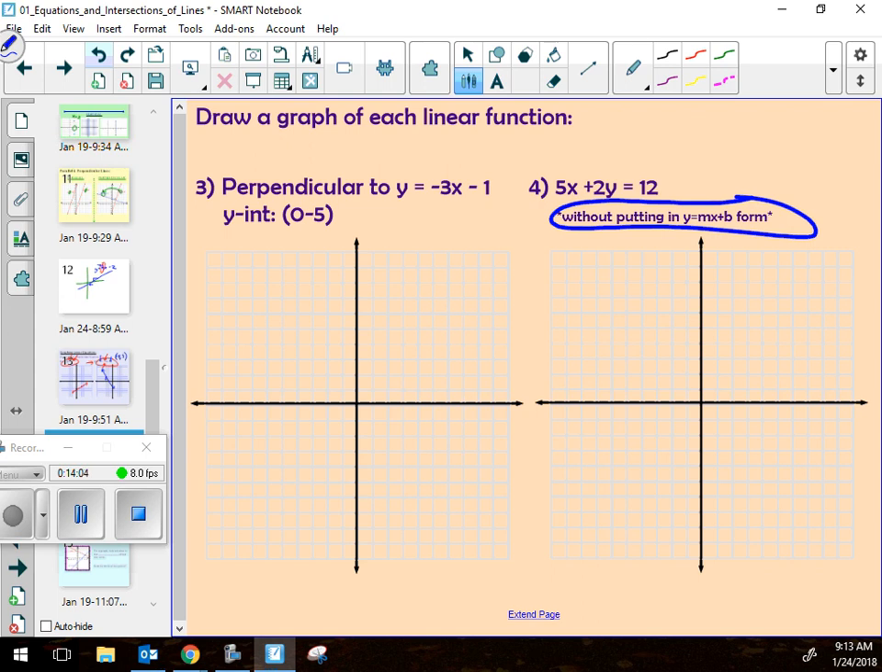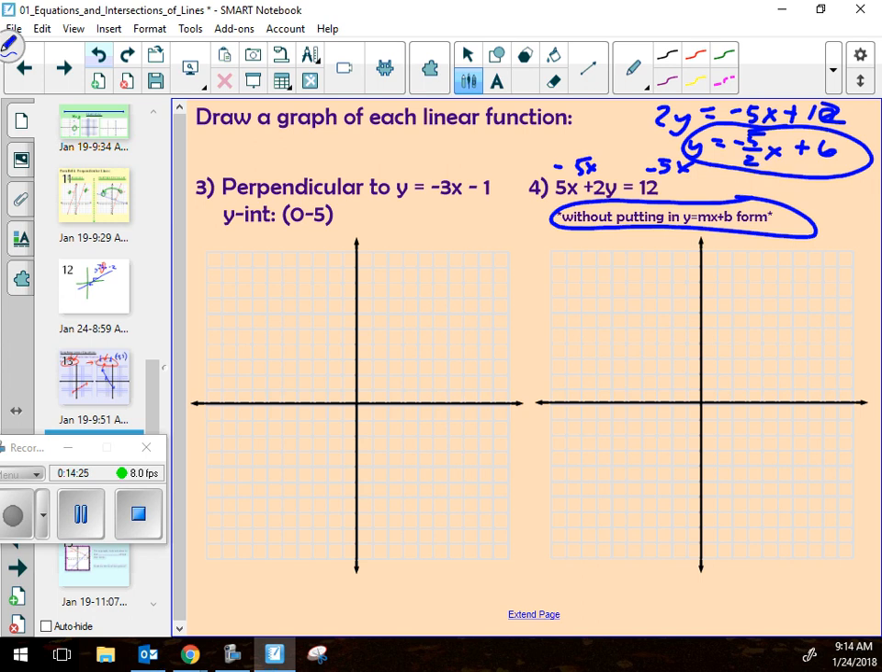I'm going to subtract 5x from both sides of the equation. And watch what starts to happen here. 2y equals negative 5x plus 12. And then I'm going to divide everything by 2. y equals negative 5/2 x, divide everything by 2, plus 6. There it is. That's how you can get that slope you just said.